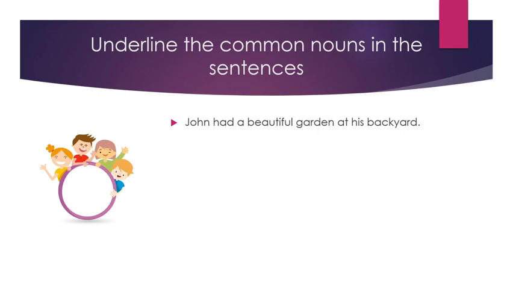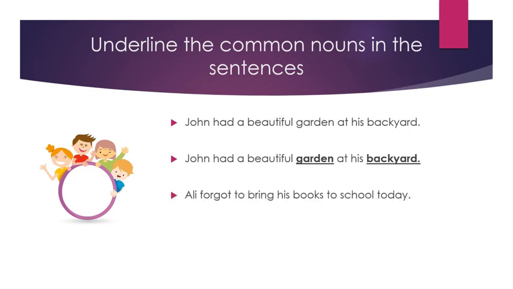What is a common noun? Okay, all right, so John had a beautiful garden at his backyard. As you can see, garden is a common noun, backyard is a common noun because they are not specific enough. We know that it's a garden, we know it is at his backyard, that's all. So a common noun is very common, and a common noun is any person, place, thing, or idea. All right, let's look at another example.